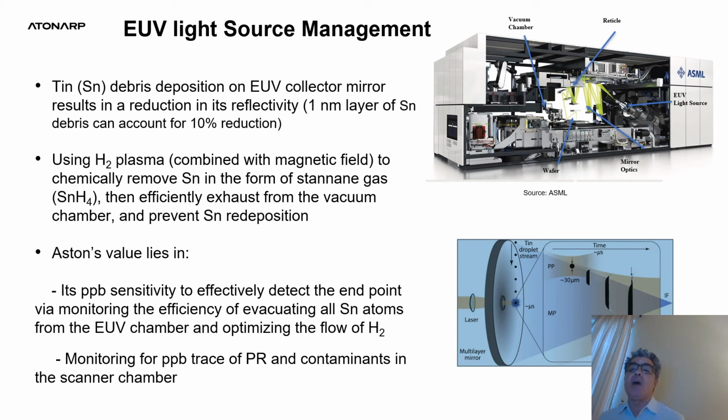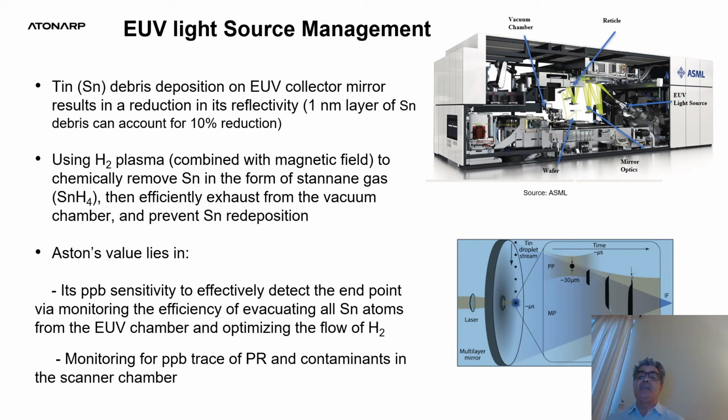Such debris, when deposited on EUV collector mirrors, results in a drastic reduction of its reflectivity. A 1 nanometer layer of tin debris can account for a 10% reduction. This is usually mitigated using hydrogen flow or hydrogen plasma combined with a magnetic field to chemically remove tin in the form of stannane gas, SnH4, then efficiently exhausted from the vacuum chamber to prevent its redeposition.